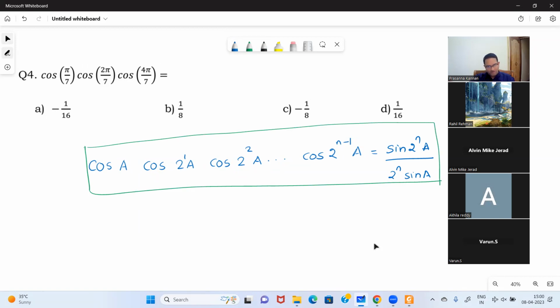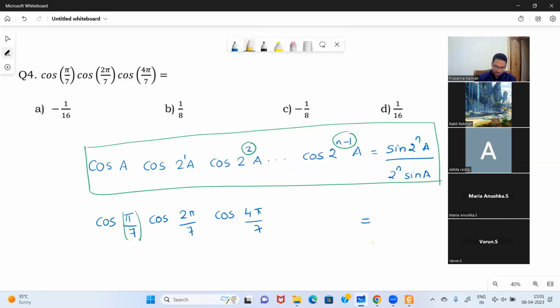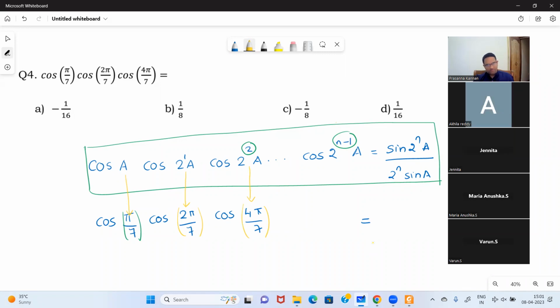So here you can see what is the value of n minus 1. It is stopping at 2, right? You can see here cos pi by 7, cos of 2 pi by 7, cos of 2 square, what is 2 square? 4 pi by 7. Are you able to relate to this? So this is like A, this is 2A, and this is 2 square A, which is 4 pi by 7. So what is your A in this question? Pi by 7. Yes, pi by 7 is A, right?